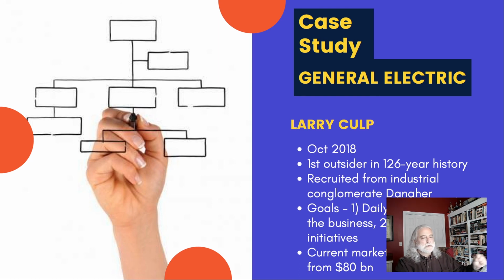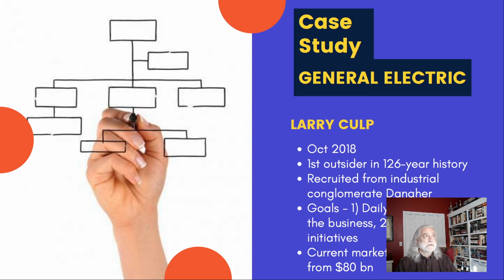Saving dollars here, saving dollars there. And by doing that, we improve margins. By doing that, we improve our cash. By doing that, we improve profitability. So Culp went about his vision in a very different way than Flannery. He kept it simple. He tried to keep resistance at bay, said that everyone is responsible for the daily management of the business.